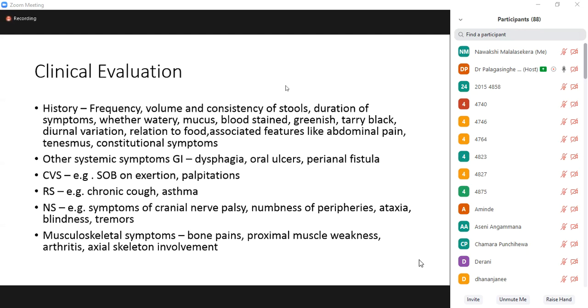Then when it comes to the musculoskeletal system, bone pains, proximal muscle weakness, the patient may be complaining, doctor, I am finding it difficult to get up from a seated position, and I am finding it difficult to comb my hair and lift my arms above the shoulders. Some proximal muscle weakness and bone pains. So what does that indicate? Somebody with chronic diarrhea finding it difficult to get up.